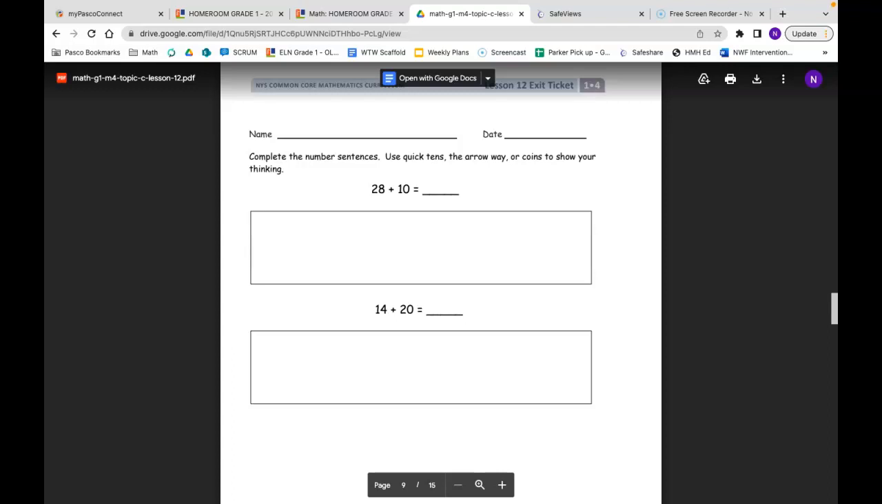Hi friends, this is your Lesson 12 exit ticket. So friends, I know you remember me saying that eventually you would get to use whatever strategy you like to use. So this is one of those examples.